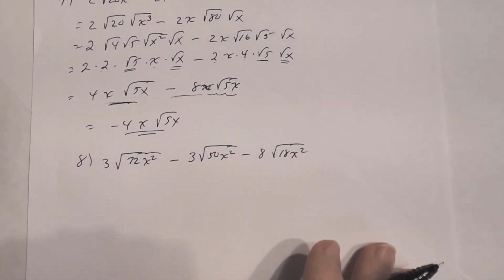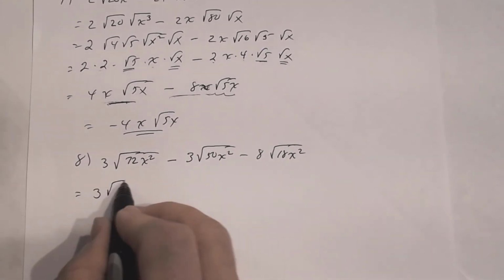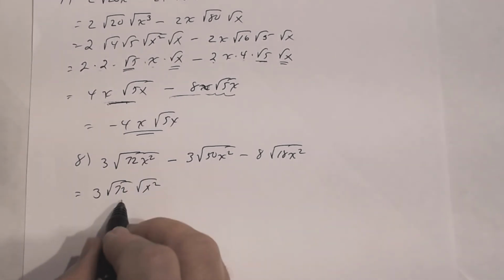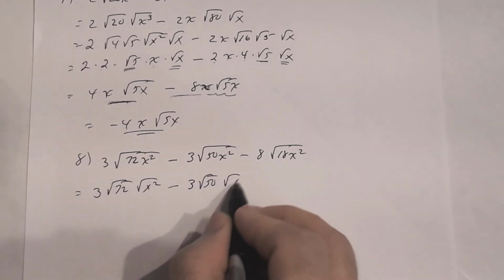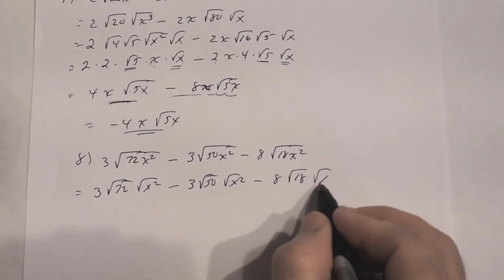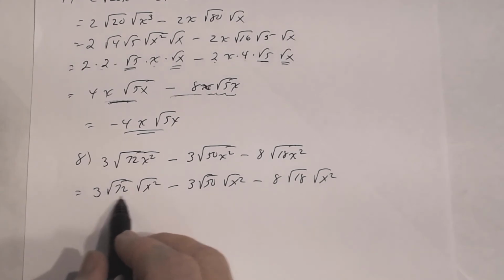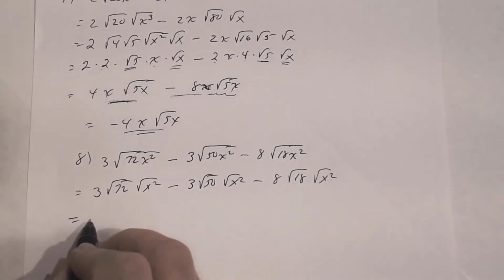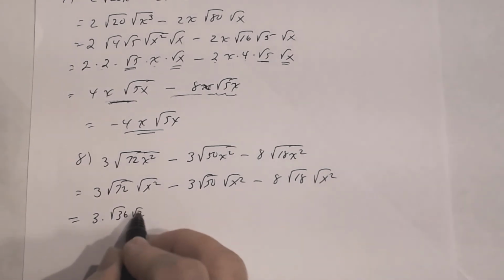All right, so let's use the product rules. I can rewrite this as 3 times the square root of 72 times the square root of x squared. All right, using a product rule. Minus 3 square root of 50 times the square root of x squared, minus 8 square root of 18 times the square root of x squared. All right, now let's talk about the square root of 72. So the largest perfect square that goes into 72 is 36. And so I get 3 times the square root of 36 times the square root of 2.